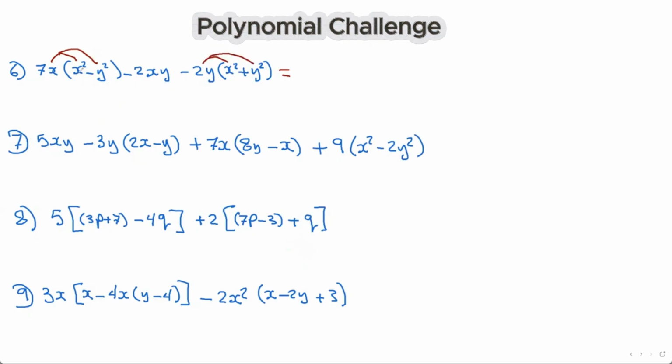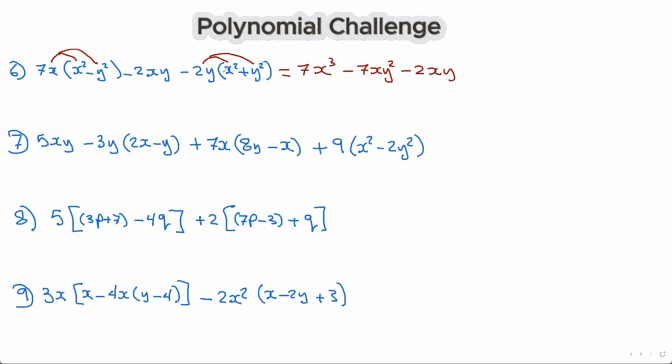So 7x times x squared is 7x cubed. As I said, when you multiply variables that are the same, you add their exponents, and the 7x has a 1 on top of it there. So 1 plus 2 is 3. 7x times negative y squared is just negative 7xy squared. And then that loner there is negative 2xy. We're just going to write it as negative 2xy.